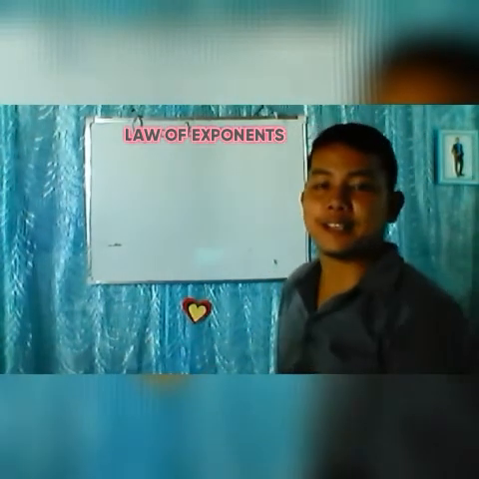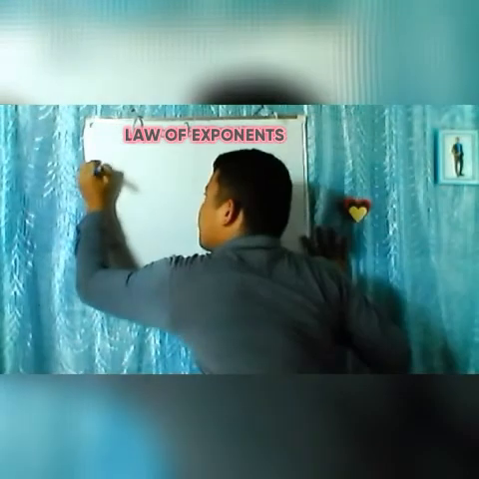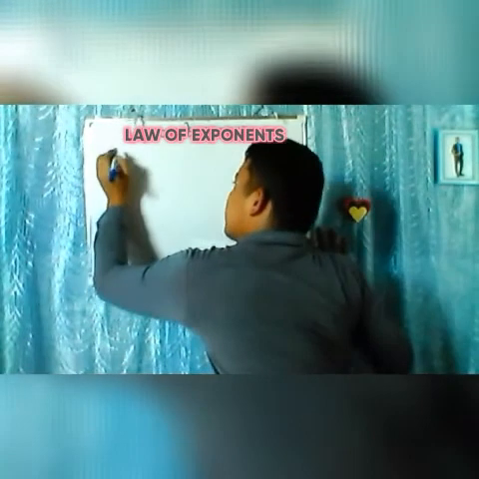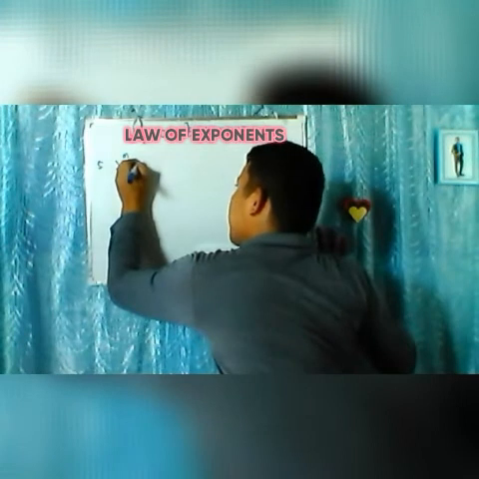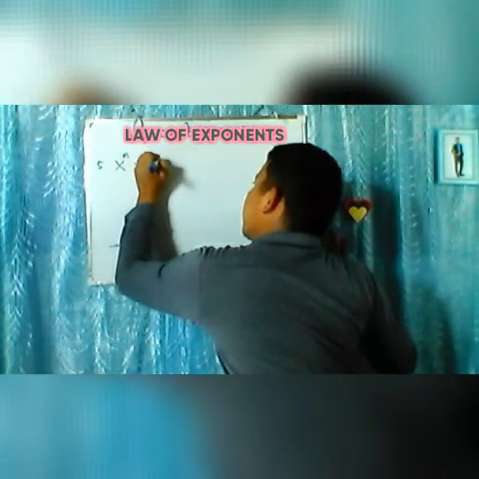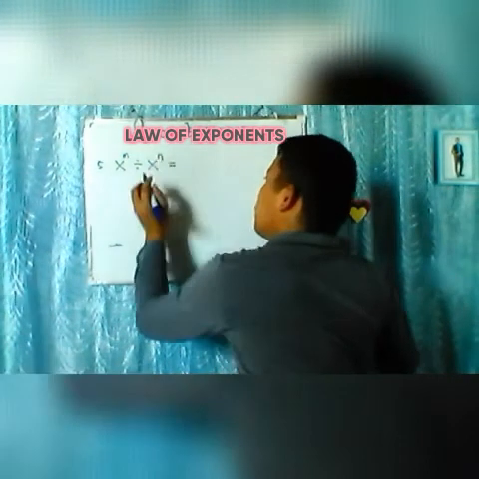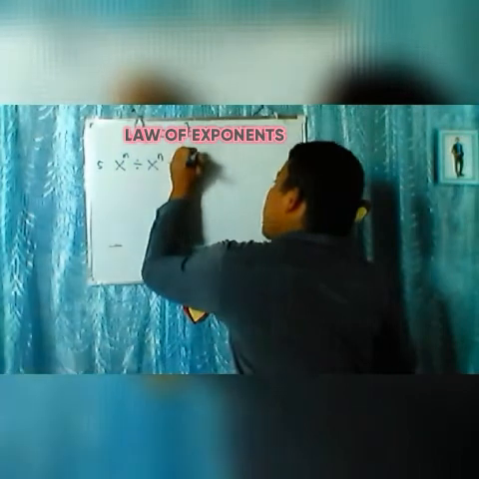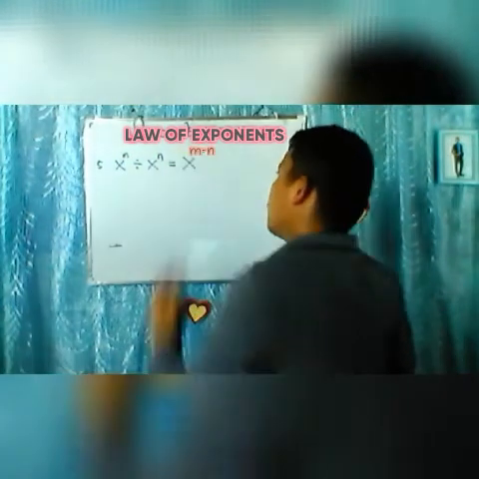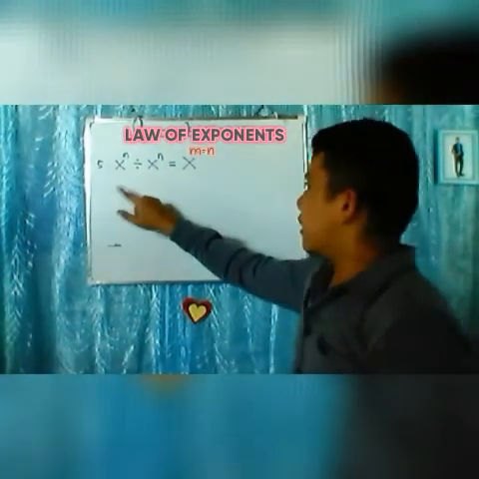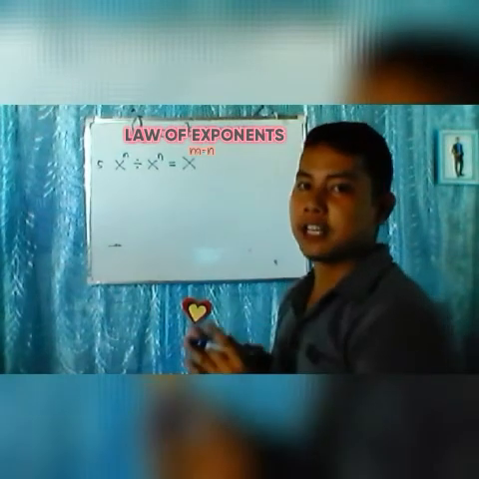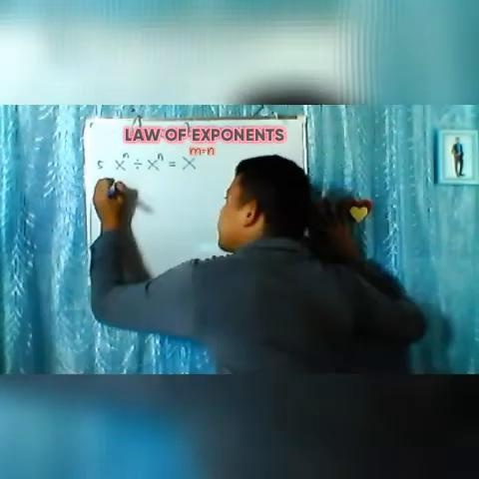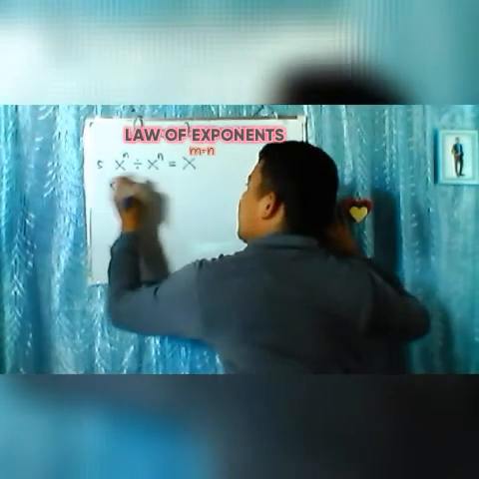Okay, so next law of exponent, for number 5, x raised to the power of m divided by x raised to the power of n is equivalent to x raised to the power of m minus n. So okay, as you have noticed, the operation here is division. So you just simply subtract the exponent. Okay, just like for example, a sample.